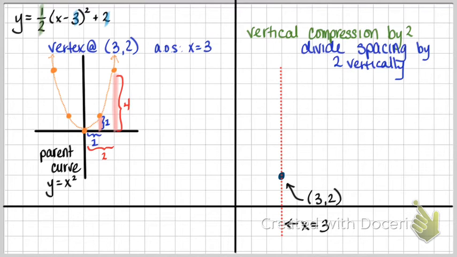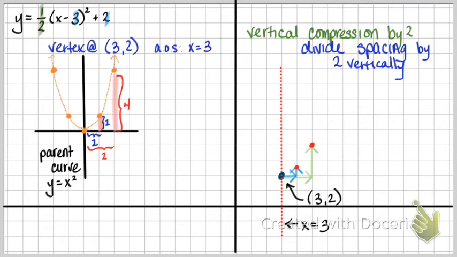Horizontally, I'm still going to move 1 unit to the right and 2 units to the right. So I'll plot my first point. I go 1 unit to the right, and I only go a half a unit up, because 1 divided by 2 is 1/2. My next point, I'll go 2 units to the right, and I go 2 units up, because 4 divided by 2, that vertical spacing that existed on my parent curve, gives me the new spacing under that compression. I use the symmetry of the graph to finish.